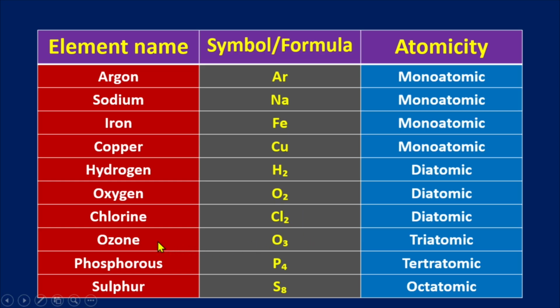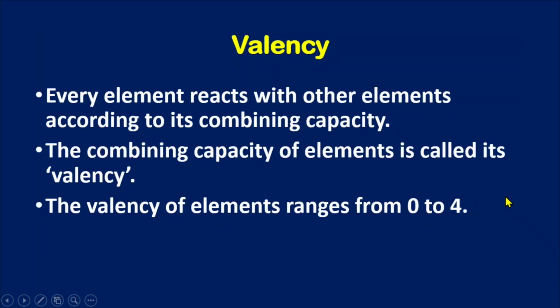And then we have ozone. We are familiar with the ozone layer, children, that is protecting our atmosphere from the ultraviolet rays. Yes. So the formula of ozone is O3, which is triatomic. Triatomic, which means atomicity of ozone is 3. Similarly, the atomicity of phosphorus is 4 and sulfur is 8. Okay children. Now after understanding atomicity, let us go on to the next important concept called valency.